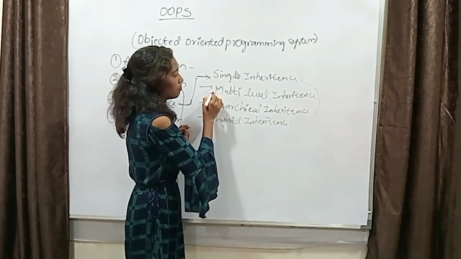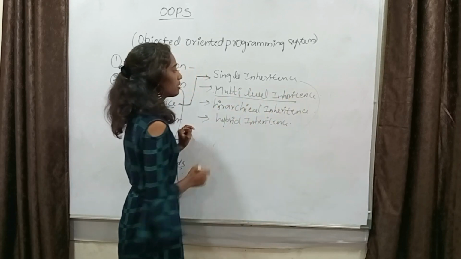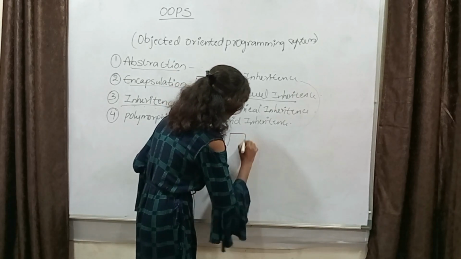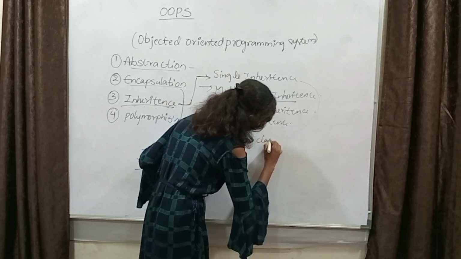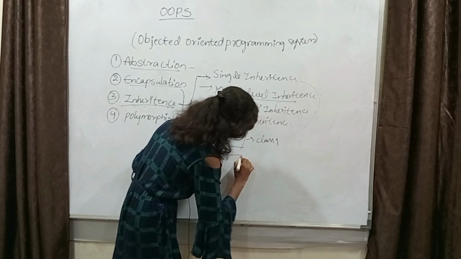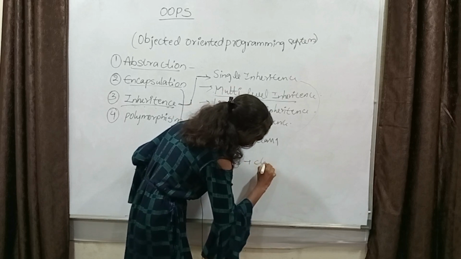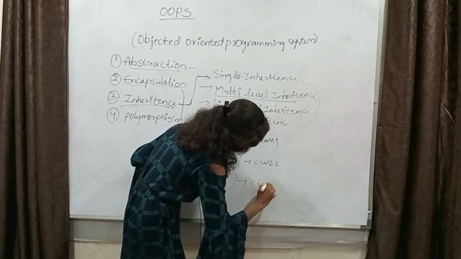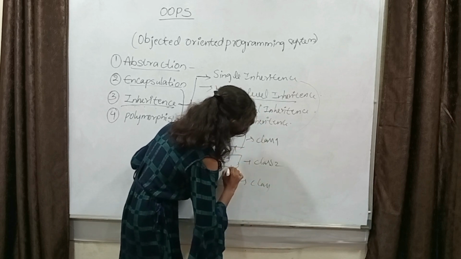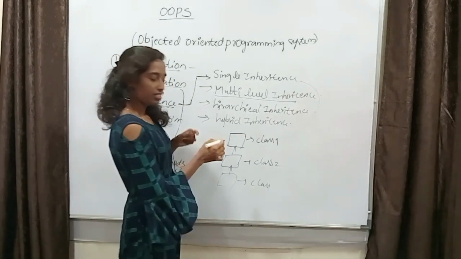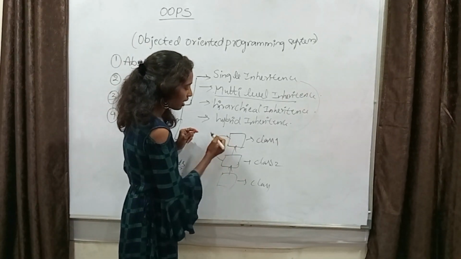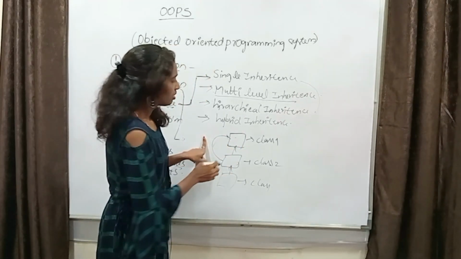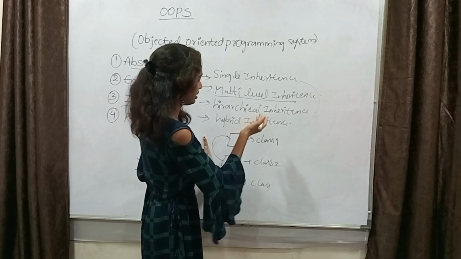And coming to the multi-level inheritance. In multi-level inheritance, minimum 3 classes: class 1, class 2 and class 3. Here the child class will again behave like a parent class. This is multi-level inheritance.